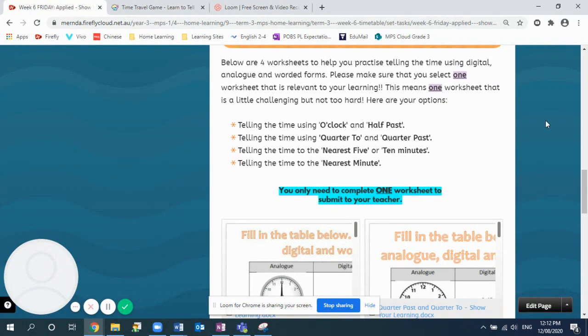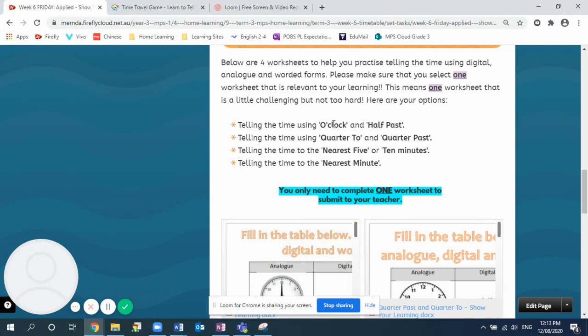It is really important for you to reflect on your learning today because we are giving you 4 different worksheets to help you practice telling the time. But for today, you are only going to select one worksheet which is relevant to your learning. This means you are picking one worksheet which you might find to be a little bit challenging. We don't want you to pick something that's too easy, but we don't want you to pick something that is way too hard. So we've got some different options for you.